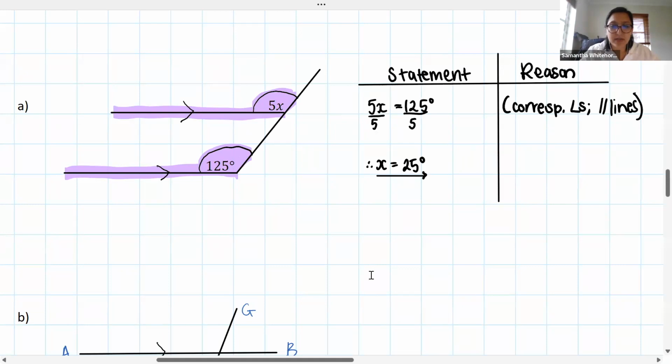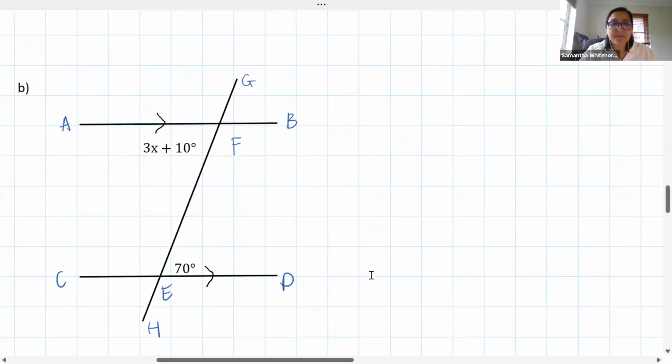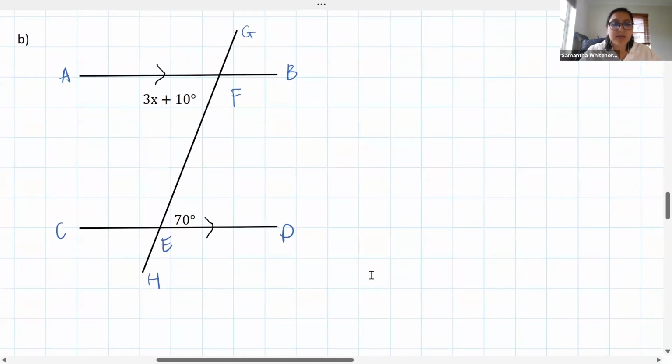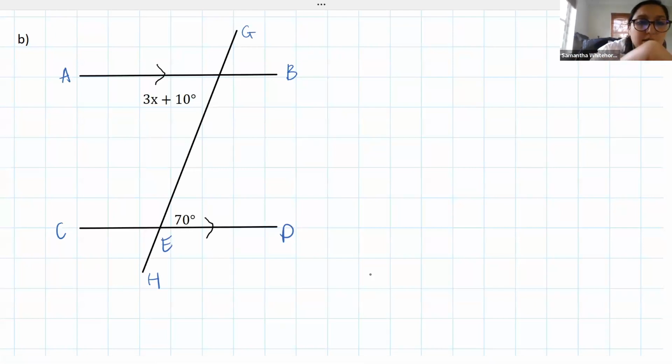Okay, let's have a look at the next one. Right, so here's question B. Again, terrible labeling on my part. I think maybe I just need to get over it.